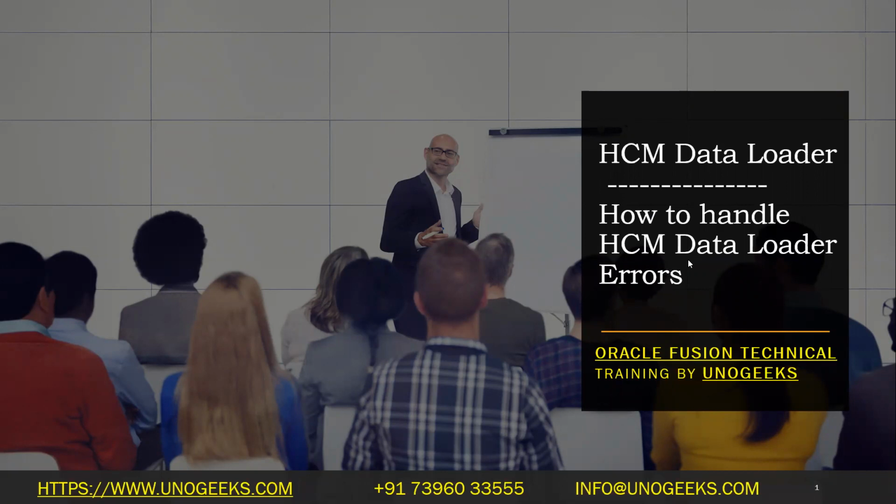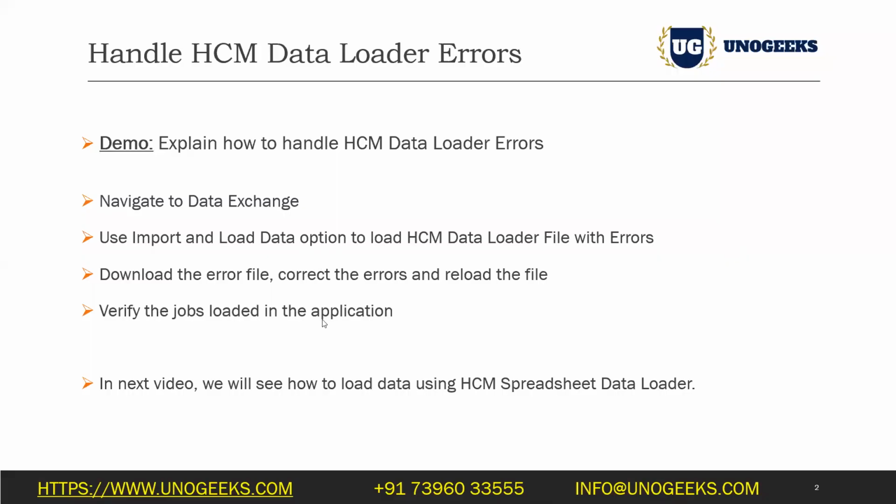In the previous couple of videos, we've seen how HCM data loader works, and we've also seen how to load a few jobs into the HCM cloud application using HCM data loader. But in most scenarios, whenever you load a file, there is a fair chance that some of the records might error out because of a data issue or because of missing configurations. So in this video, I'll explain what options you have to handle such errors. Okay, so let's get started.